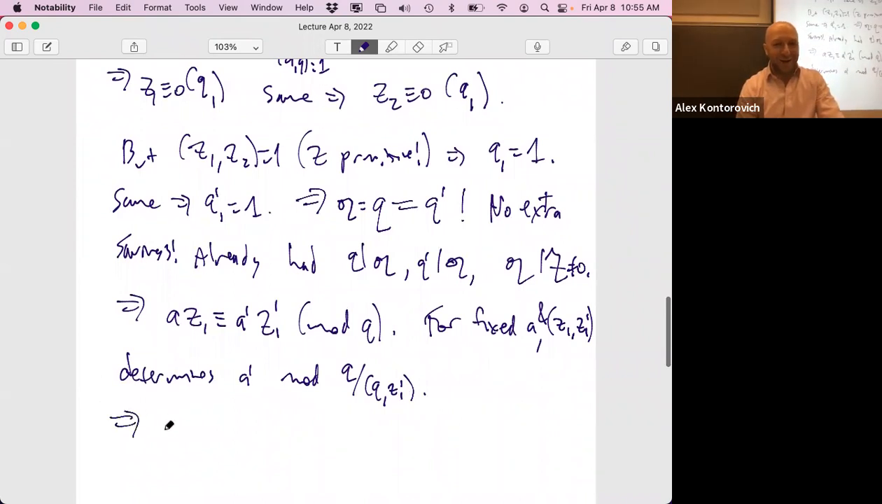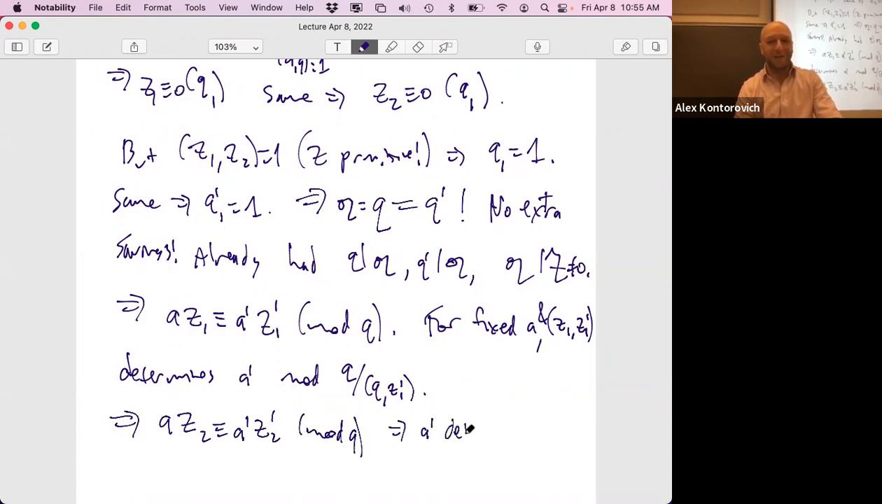But the same equation applies with 1s replaced by 2s. We also have A Z2 is congruent to A prime Z2 prime mod the same Q. And so A prime is also determined mod Q over the GCD of Q and Z2 prime. Z1 prime and Z2 prime are co-prime.